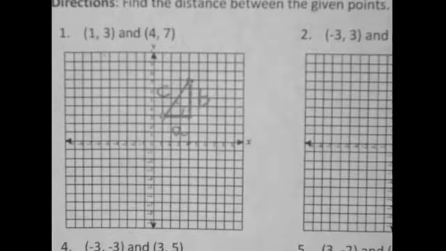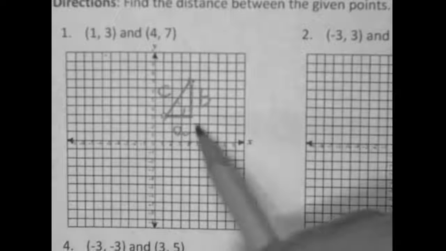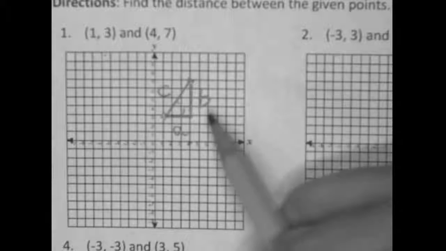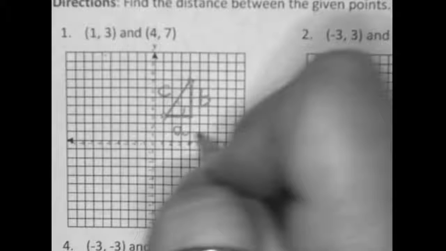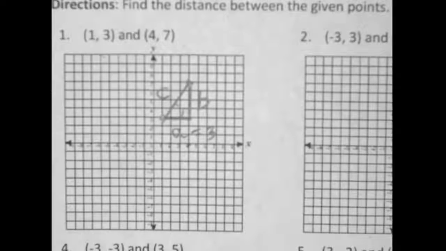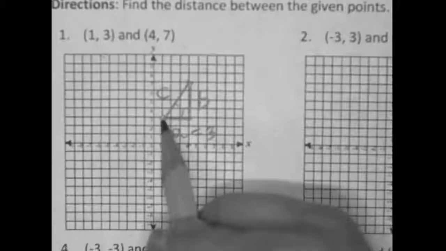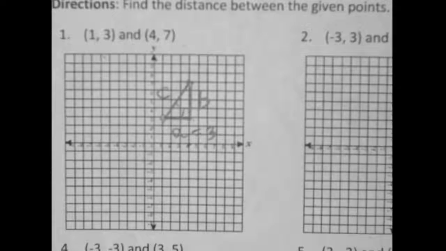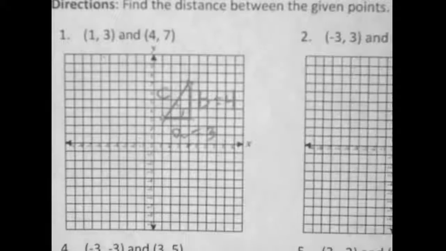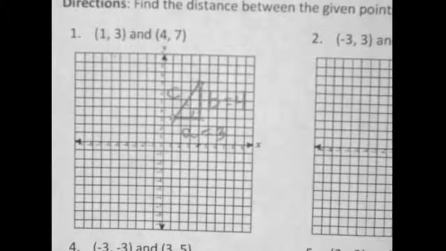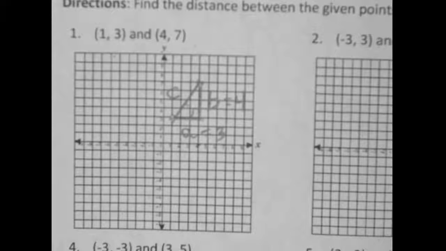All right, so now I have a side A, and I can measure this unit. So I have 1, 2, 3. So side A is equal to 3 units, right? Because I can count from here to there. Side B is 1, 2, 3, 4. So B is equal to 4. Easy peasy lemon squeezy so far, right?